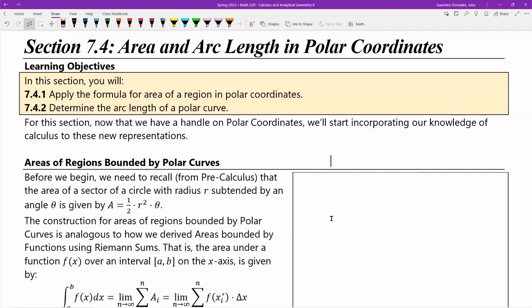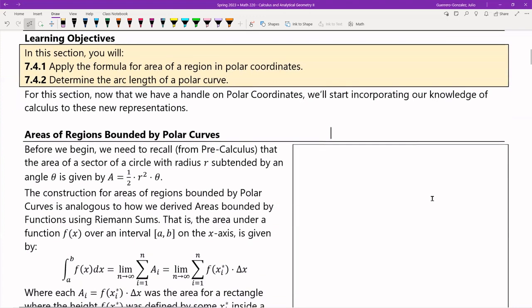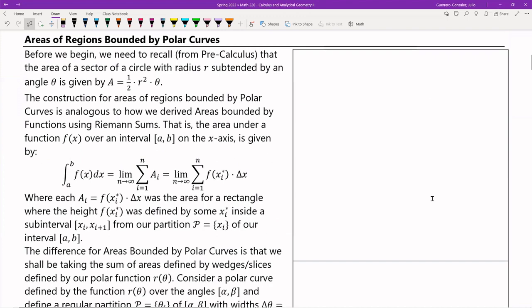In 7.3, we learned how to do polar coordinates. In 7.4, we're going to hit it with some calculus, and see how we can start incorporating the calculus that we know up to now: areas, arc lengths, and some other stuff in our new representations. So let me get started with regions bounded by a polar curve.